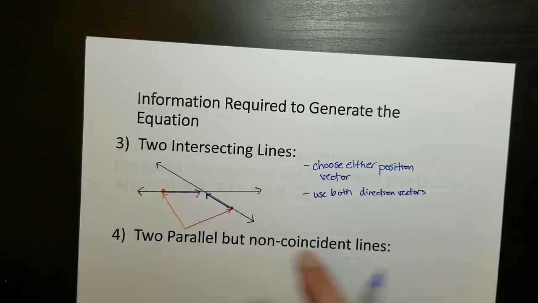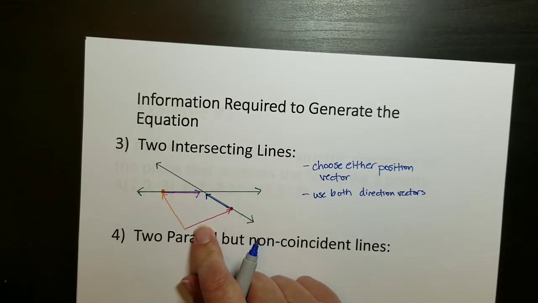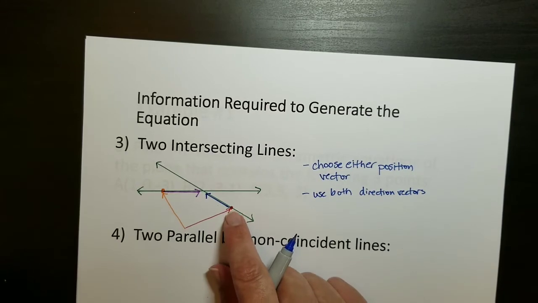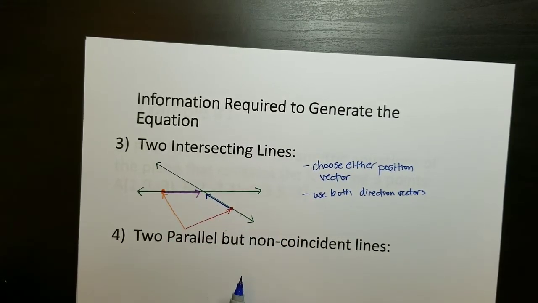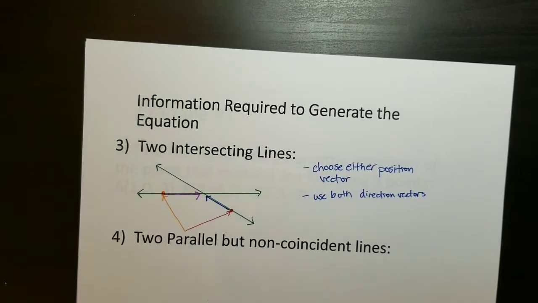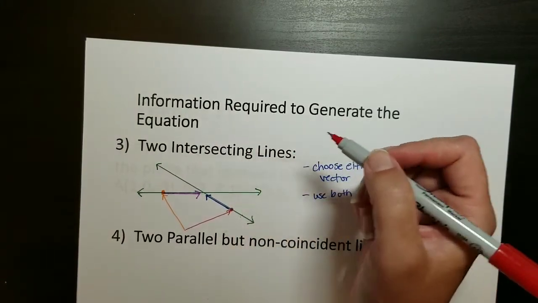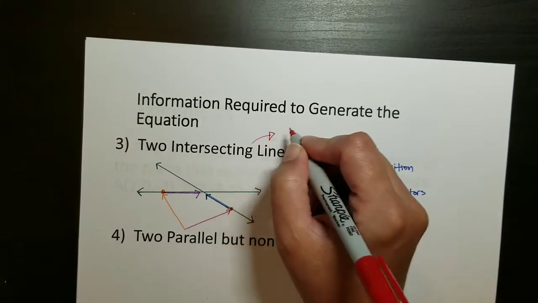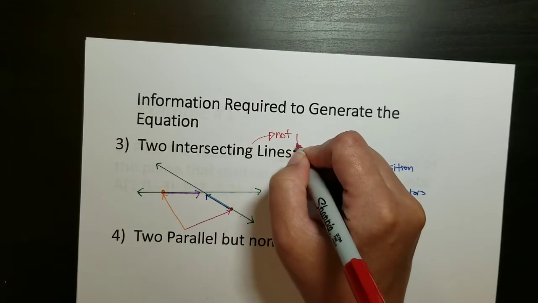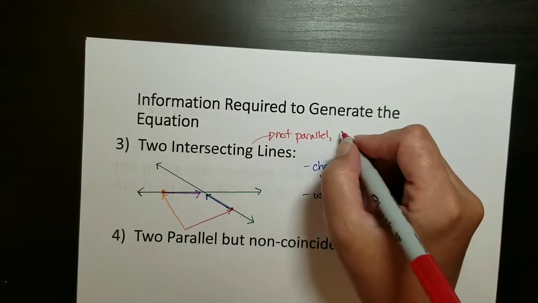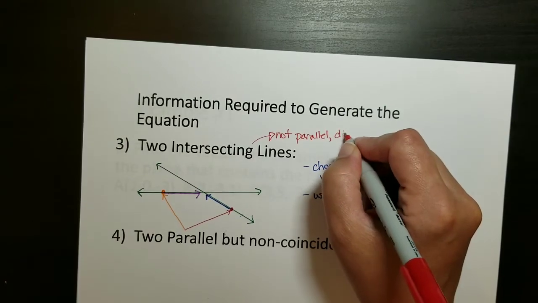That's almost the easiest case. There's no calculations at all. You just have to know the information to pick out. I would pick one of the points from one line and both of the direction vectors of the lines, and just plop those into the equation for the plane. So intersecting, we would be able to see not parallel. Direction vectors are not scalar multiples.